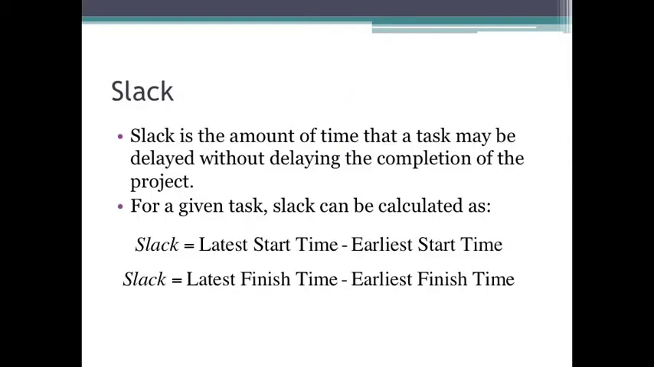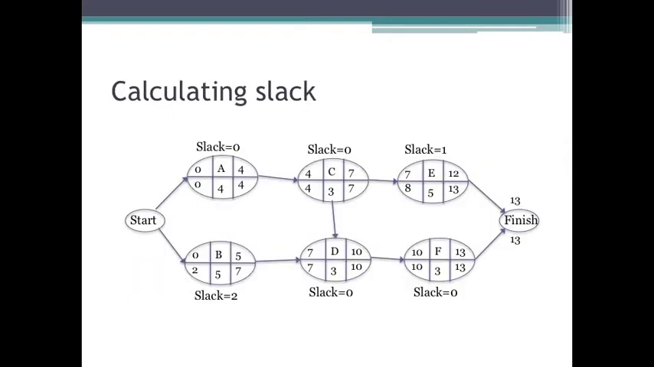So, the slack, this is just the amount of time that a task can be delayed without delaying the entire project. So, it's wiggle room. It's how much we can delay things. It's how much we can procrastinate a task without causing a delay in the entire project. So for any given task, it can be calculated one of two ways: either latest start time minus earliest start time, or latest finish time minus earliest finish time. Either one works if you've done the math right. So we calculate the slack for each task.